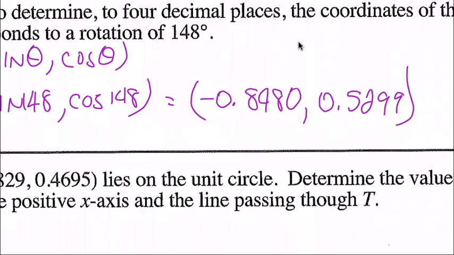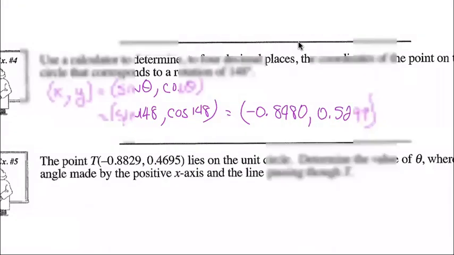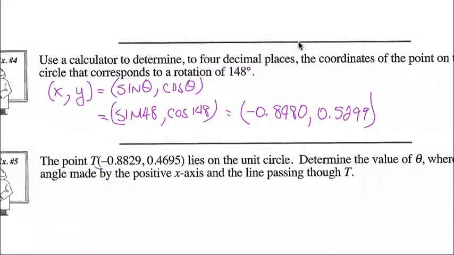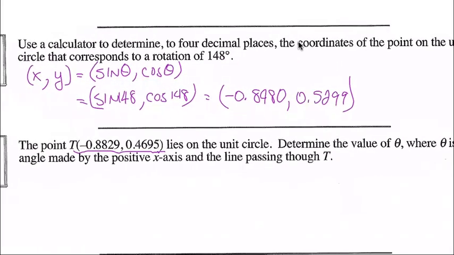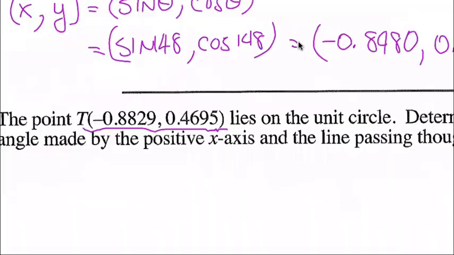And then you can do the reverse. You can work backwards. The point T, negative 0.8829 and 0.4695, lies on the unit circle. Determine the value of theta, where theta is the angle made by the positive x-axis and the line passing through T. It's just telling you that it's in standard position, basically. So I know that.